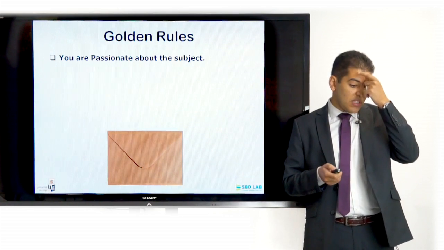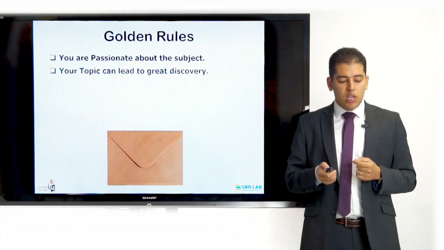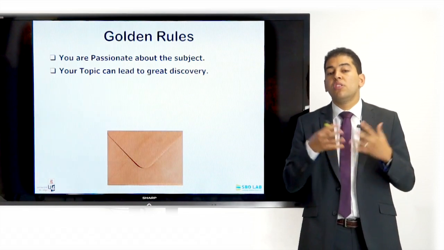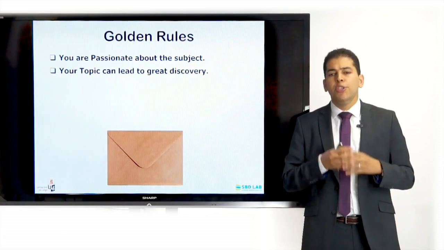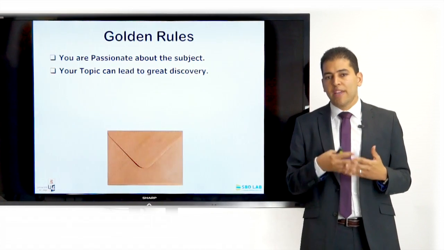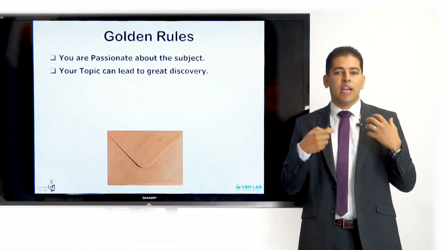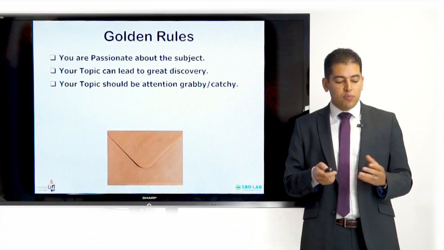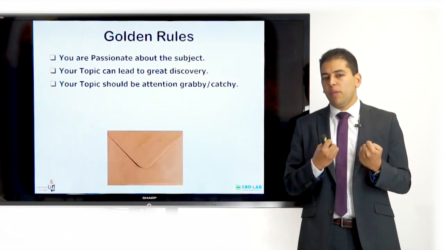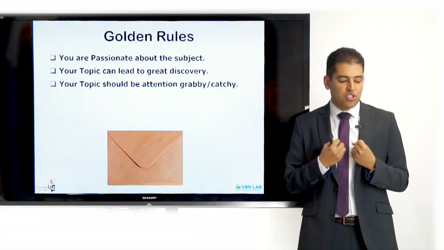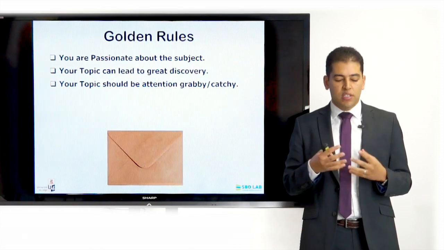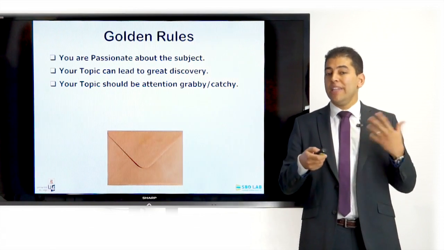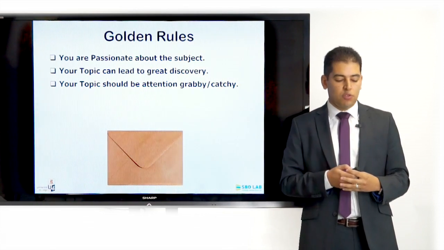The second golden rule is related to discoveries. Could the topic lead to discoveries? You should not promise to guarantee a discovery, but you should have an estimation of whether this topic could lead to discoveries or not. And you have to make sure that this is a catchy topic. It catches the attention. People will be interested in it. It's grabby. It's really related to society. People will really would like to listen to what you are going to present and read it through your manuscripts.